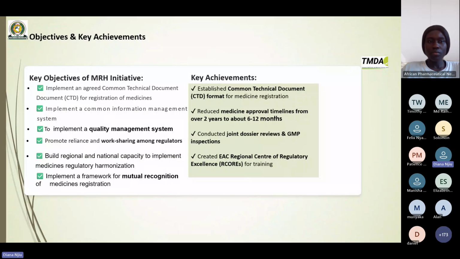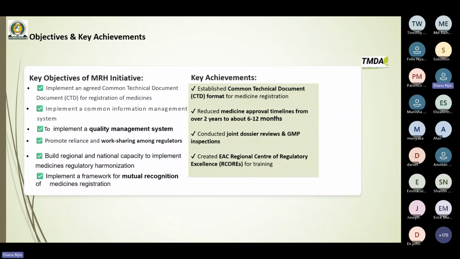And also to build regional and national capacity to implement medicine regulatory harmonization, and to implement a framework for mutual recognition of medicines registrations. So it means having room among the states to accept the decisions already made from the EAC MRH forum and implement them as fast as possible, rather than duplicating work.